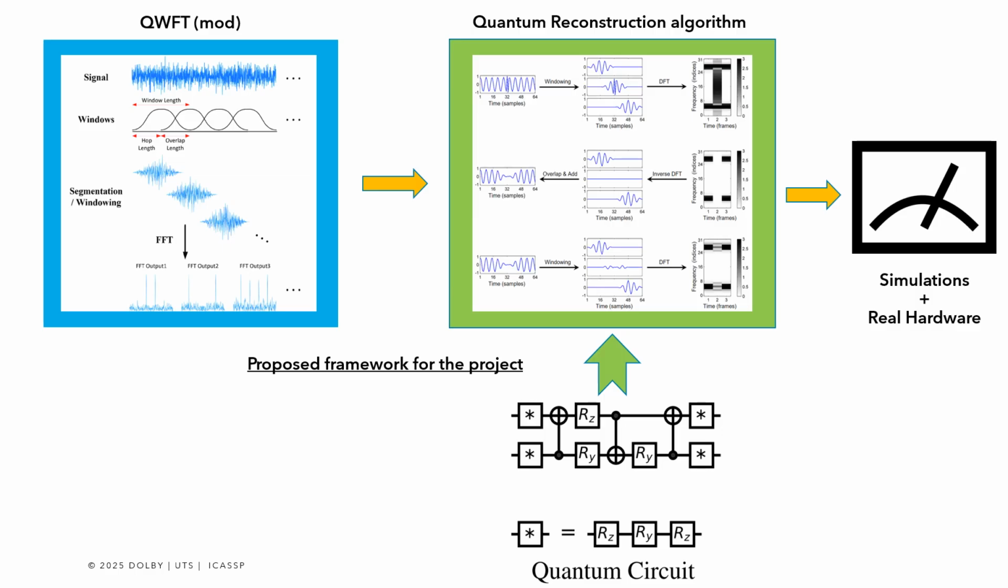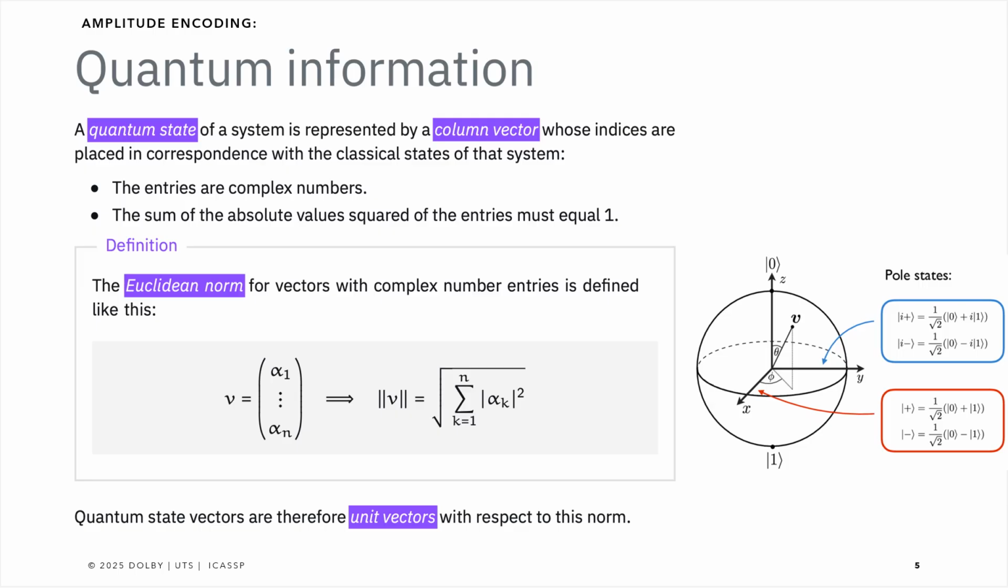So what is a quantum state as defined in quantum information? Well, it's just a column vector from linear algebra. There are two conditions that the column vector should satisfy. The first is that the entries of the vector are complex numbers, and the second is that the sum of the absolute values squared of the entries must equal 1. That's it, that's the quantum state.